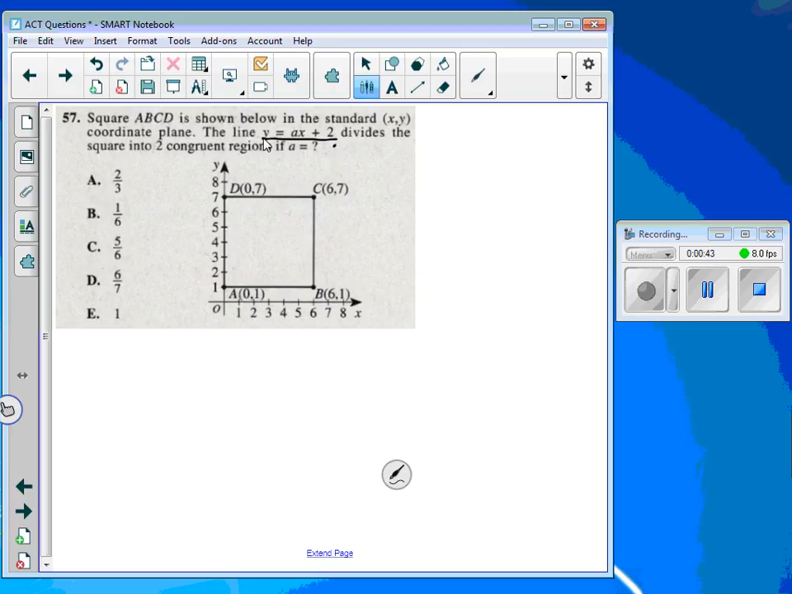So, I guess what I'm going to start with is that when I have the line y equals ax plus 2, we know 2 is the y-intercept of the line. So I'm going to go to my graph and I know my line has to start there. So now I'm just going to kind of use symmetry and just looking at the picture, and how could I draw a line through the square starting here at the 2 and cutting the square into two congruent regions?